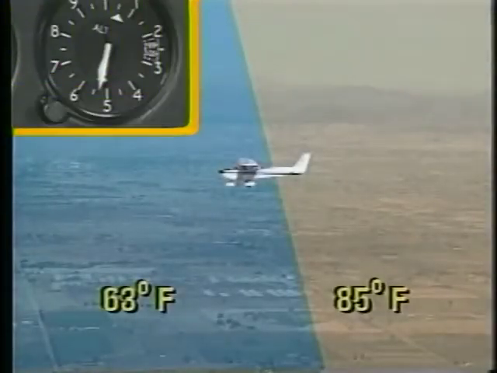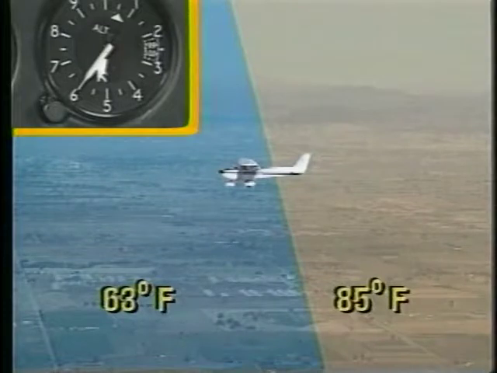To a certain degree, this same situation occurs when you're flying from an area of warmer air to one with cooler air.